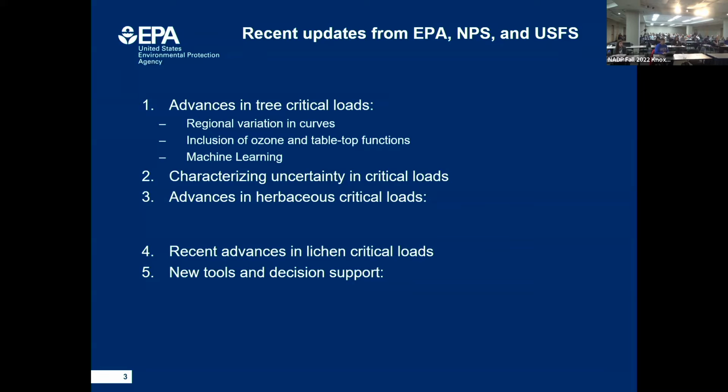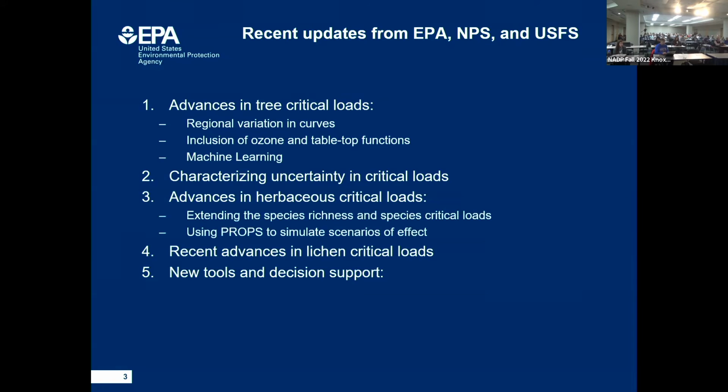Number two is we have a working group that's been ongoing for about 5 years on characterizing uncertainty in the critical loads. I'll give you an update on that. We'll talk a little bit more about advances in the herbaceous critical loads to extend these estimates into areas where we have less data, and some of the methods we're trying to develop for that. And then some of the newer modeling exercises using a model that was developed in Europe and applied to the US. And then some recent advances in the lichen critical loads and some new tools in decision support. And if I have any energy at the end of that, we'll take some questions.